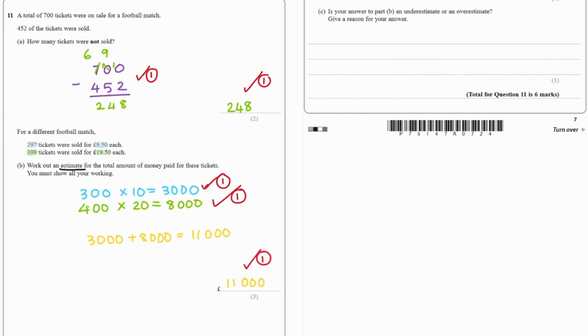Part C says, is your answer to Part B an underestimate or overestimate? Give a reason for your answer. So for this question, we would say that our answer is an overestimate, and the reason is because all the numbers that we rounded were rounded up. And for Part C, we would get 1 mark for this correct answer.